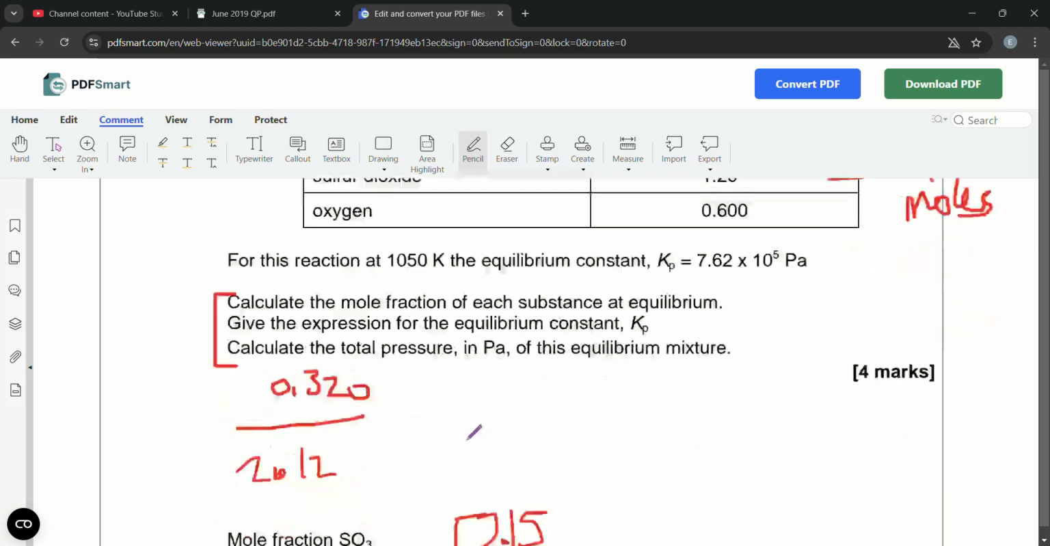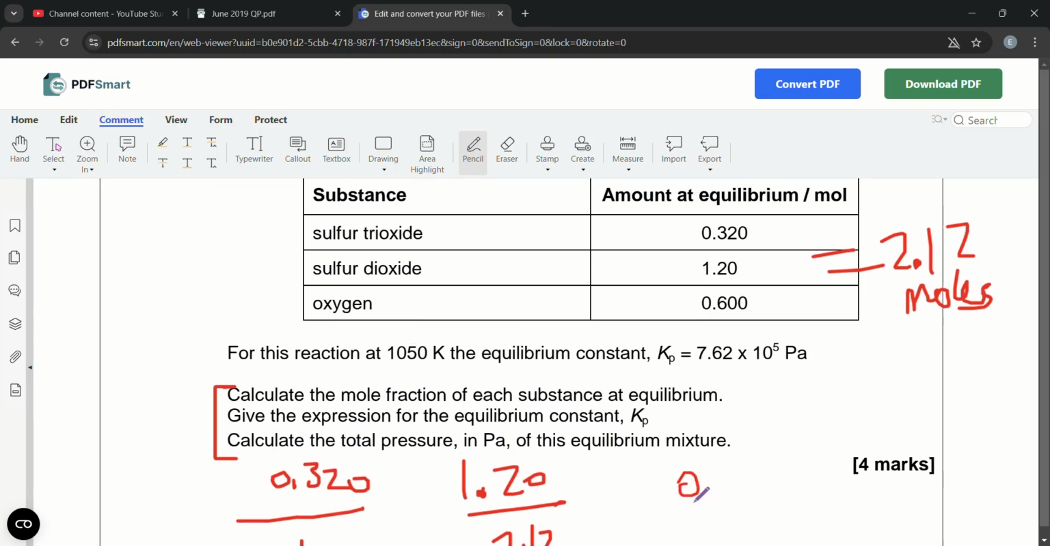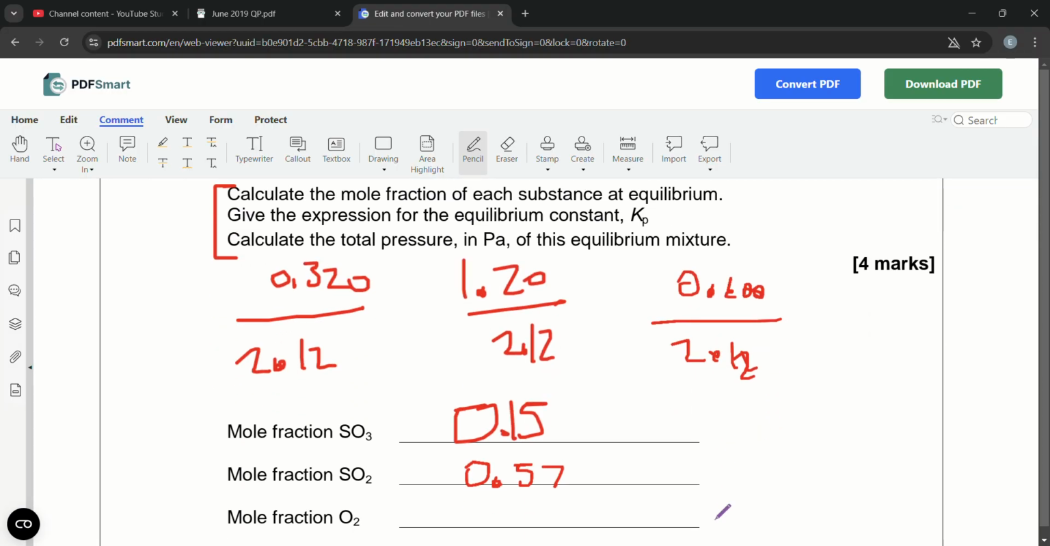For sulfur dioxide, 1.20 over 2.12, which is 0.57, and for O2 it's going to be 0.600 over 2.12, which is 0.28.